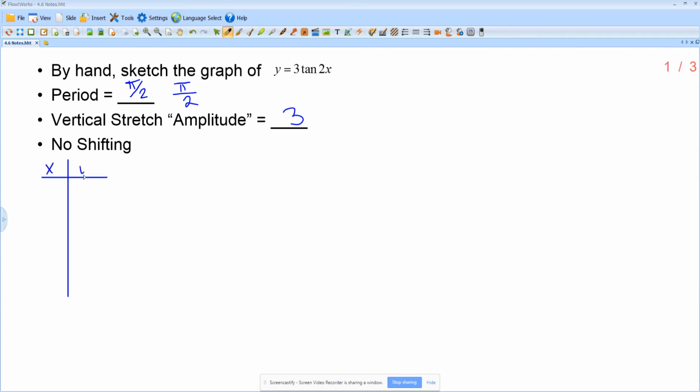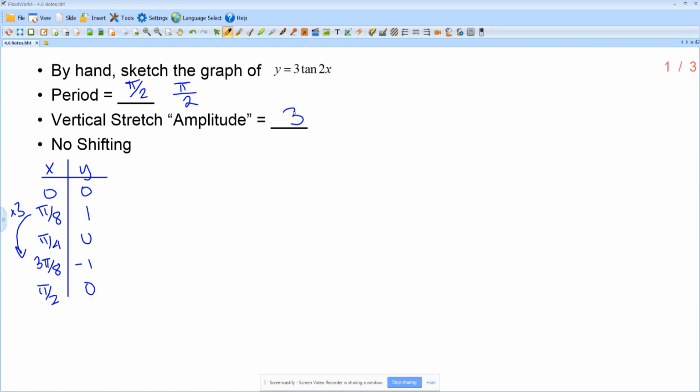I have x and y. X is going from 0 to pi halves with a midpoint of pi fourths, a midpoint of that of pi eighths, and then again you do 3 times this, so 3 pi eighths. My y values for tangent go 0, 1, undefined, -1, 0.